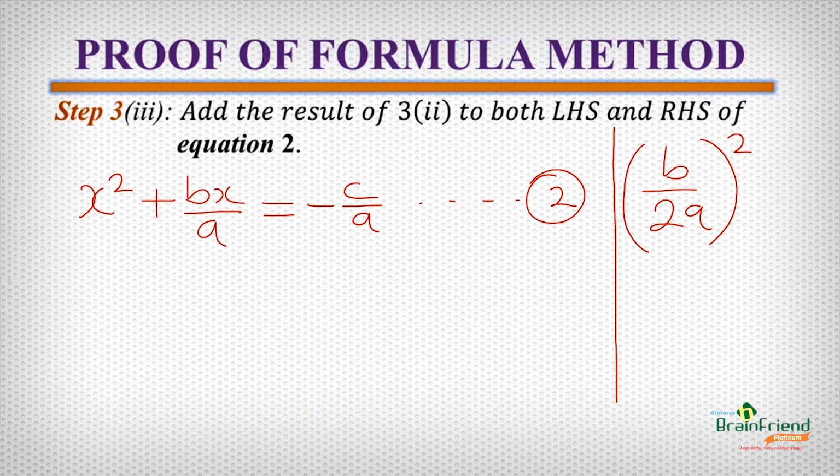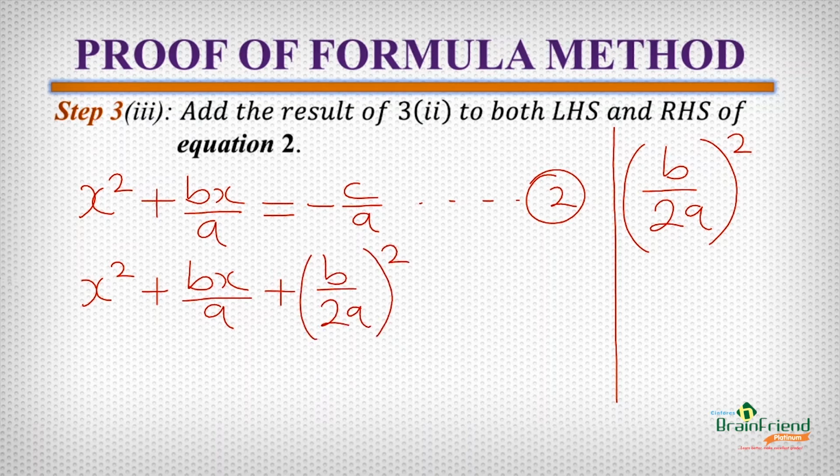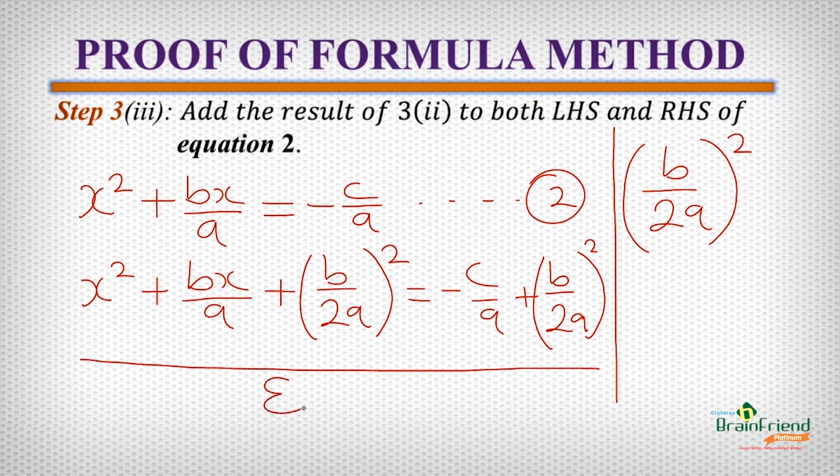When we do that, what we would have is x squared plus bx over a plus b over 2a all squared, and that will be equal to minus c over a plus b over 2a all squared. So now let's call this equation 3.